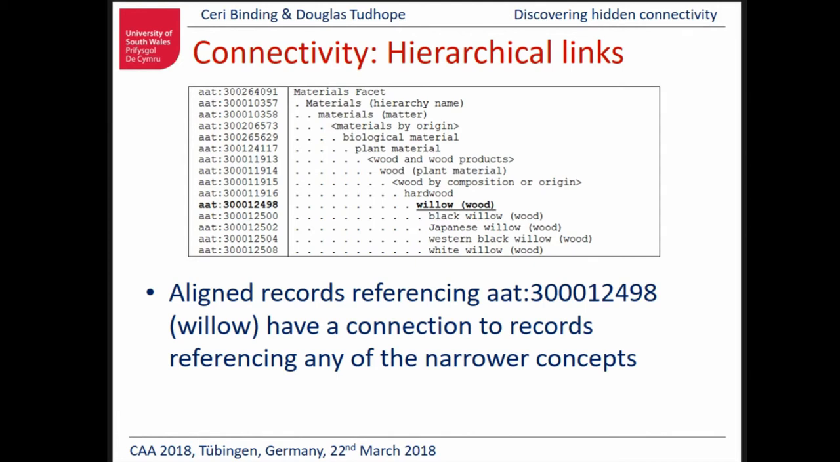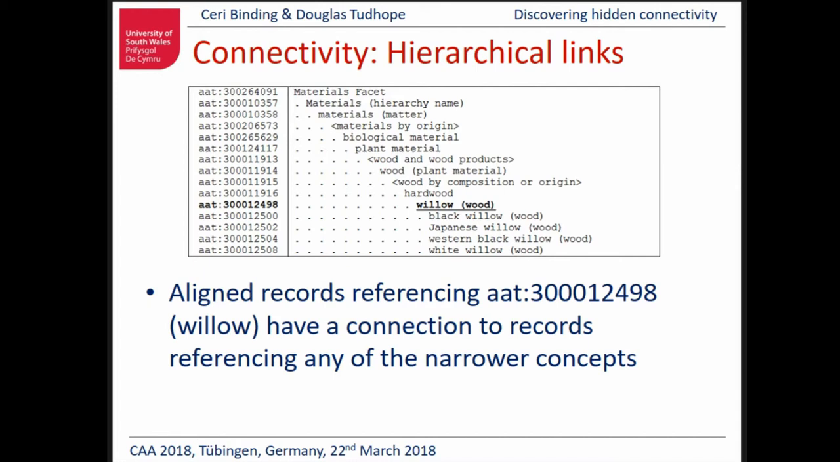And then we have hierarchical links. So any records referencing our AAT identifier for willow, the wood, have a connection to any records that are referencing any of the narrower concepts in the AAT hierarchy. So we've got another set of connections that we can identify there.